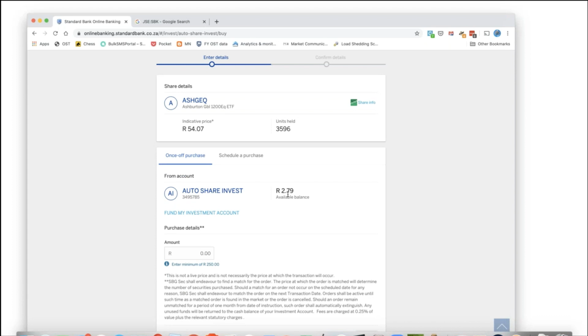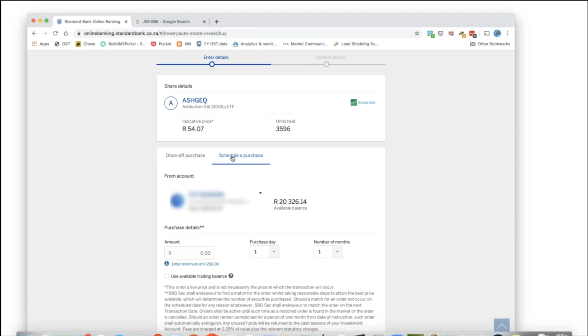Now, how that works is typically you don't say buy me the ETF or the share at a certain price. You say buy me a Rand value. You can do a one-off purchase, which is what I would do, and I'll show you that in a moment. Or you could schedule a purchase.